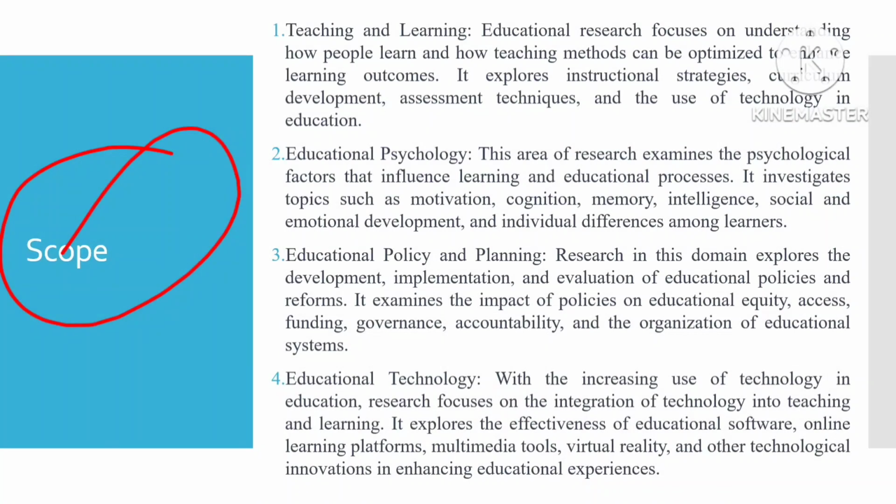The scope of educational research is broad and includes various aspects related to teaching, learning, and educational system. It involves the systematic investigation and study of educational theories, practices, policies, and outcomes to improve educational process and outcomes. Here are some key areas within the scope of educational research.